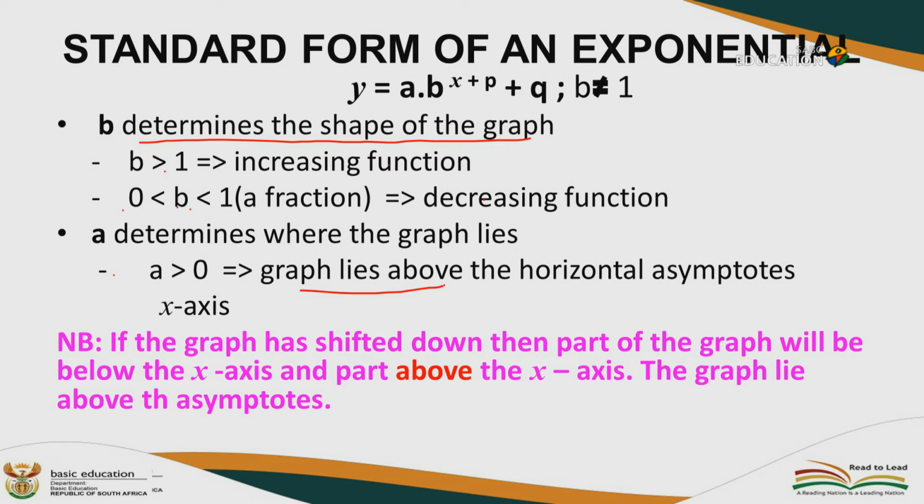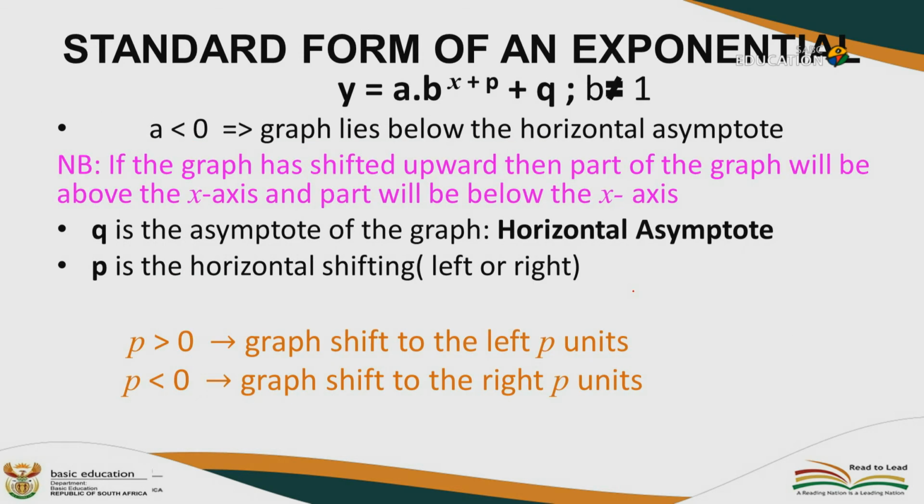So when a is greater than 0, above the horizontal asymptote. When a is negative, where does it lie? It lies below the horizontal asymptote. So when a is positive, above the horizontal asymptote. When a is negative, below the horizontal asymptote. Now q gives us the horizontal asymptote. And again, remember, it helps us to get the range. Now, what does p do? p shifts the graph left and right.